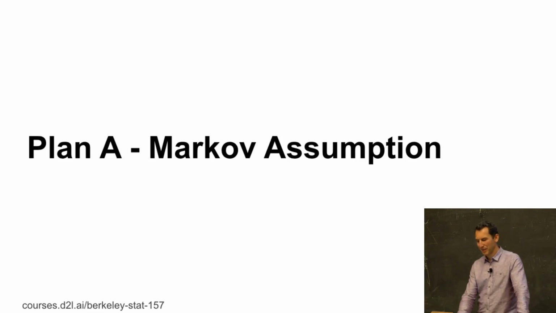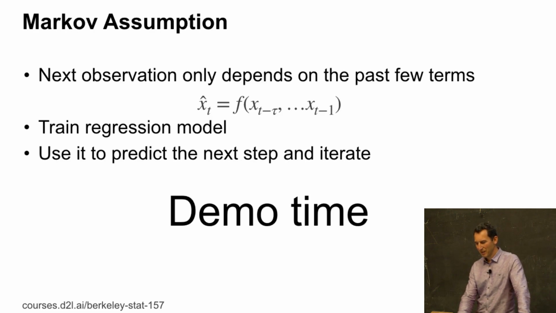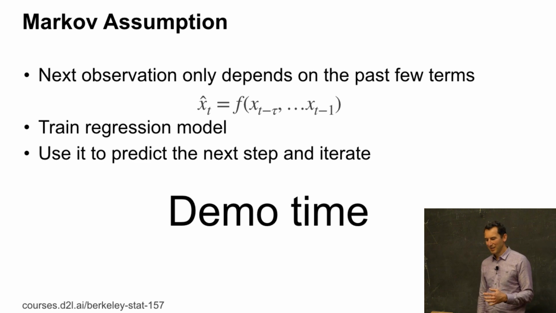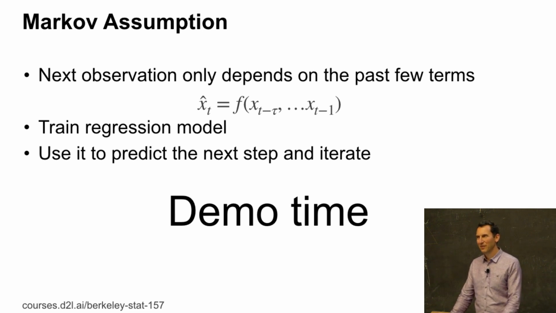Let's start with something simple, namely the Markov assumption. So remember, in the Markov assumption, the idea was that x hat of t is some function of x_{t-tau} up to x_{t-1}. And you could then just train a regression model, use it to predict the next step, and you iterate. Okay? So let's see how that works in practice.